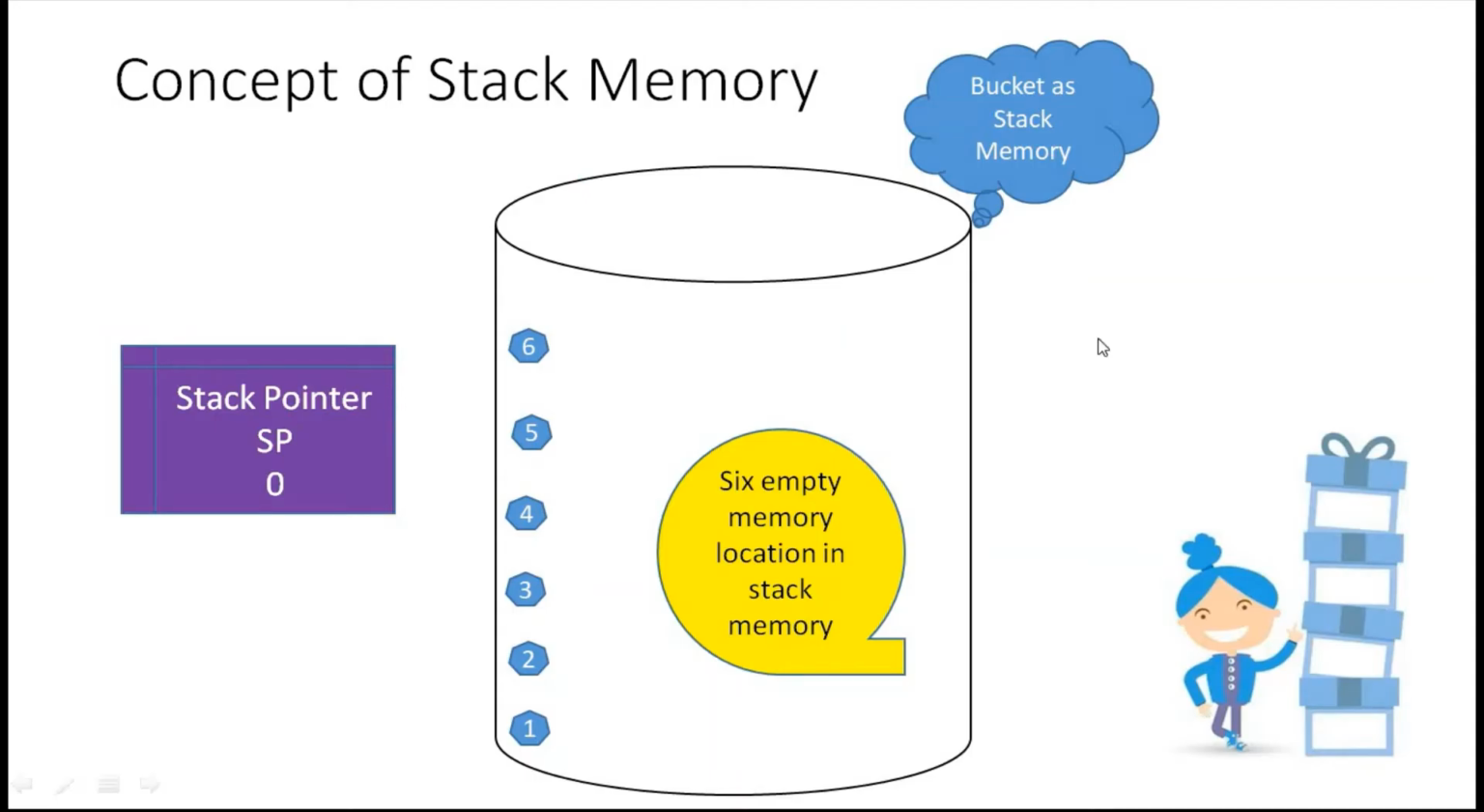We will see this concept of stack memory by using a bucket concept. In this diagram, consider this cylinder as one bucket. In this bucket, we have 6 positions and we can put 6 things here, correct? And one stack pointer to point to the empty location or the filled location, the particular location. Currently it is 0, which means position 0 is filled, which is not available in this bucket. It means the position next to this 0, that is 1, is empty, correct? What we have to do? We have to do something like this.